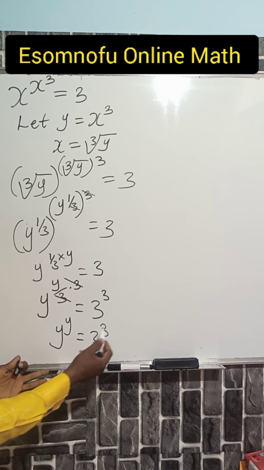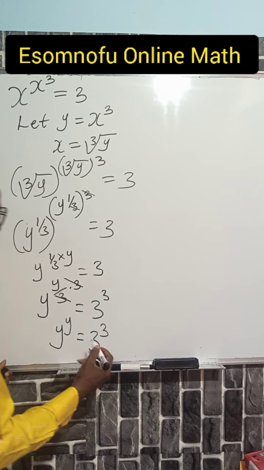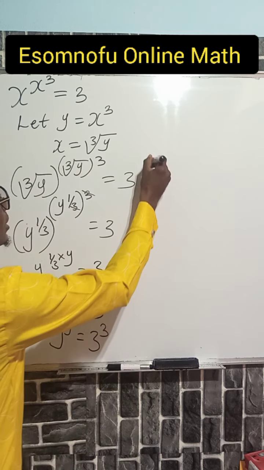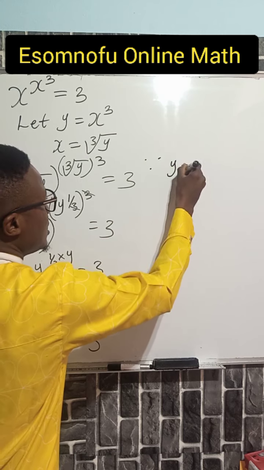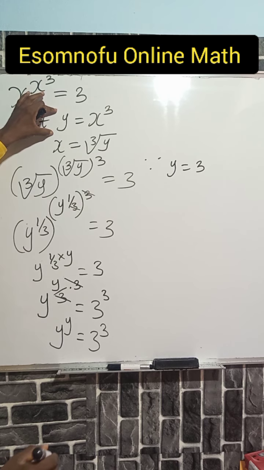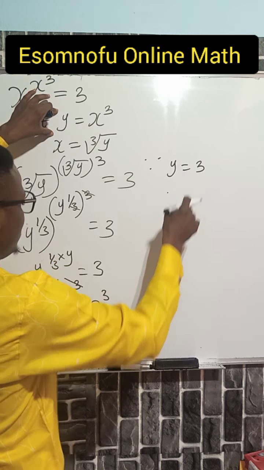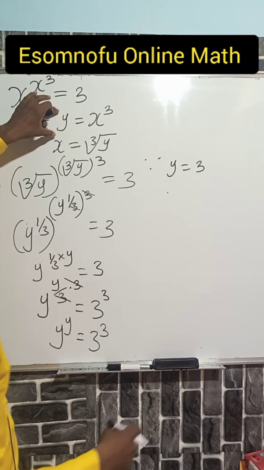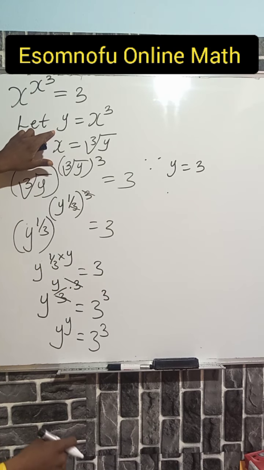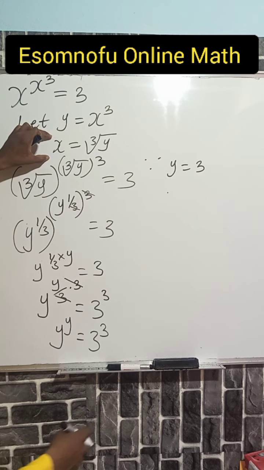And again, 3 to the power of 3 is 27. If I put 3 for y here, I will still get the same thing. So from here, therefore y is equal to 3. That is the value of y. But we are not solving for y. The equation says solve for the value of x. And do you know that y is equal to 3? So wherever I see y, I'll put 3. Or rather, we are looking for the value of x.